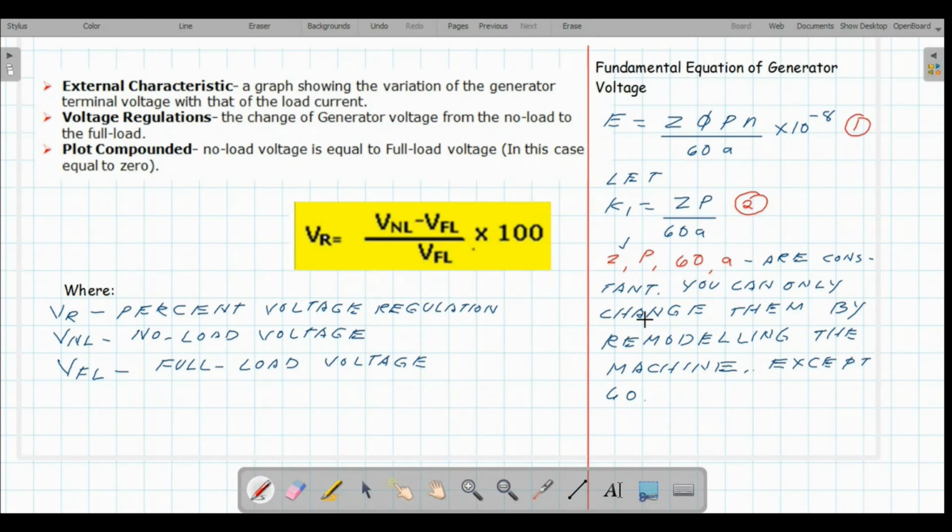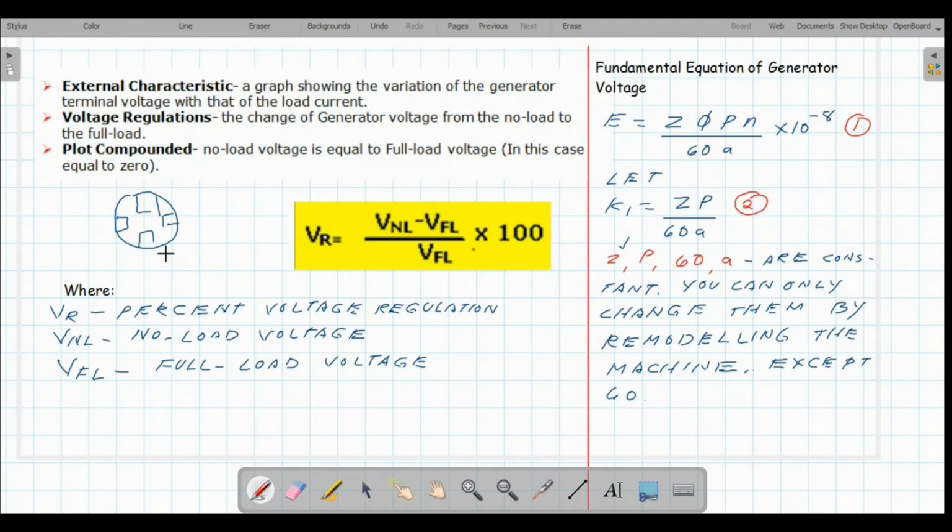Pag AC, pwede mo baguhin yung number of poles. It's a matter of computation lang with regards to the field. Nababago-bago mo kasi nagwa-wind ka ng poles sa field, dun mismo sa stator niya. Pag DC ang machine mo, yung magnet poles nakausli na parang ganito. Yan ang isang mapapansin mo sa DC machine.